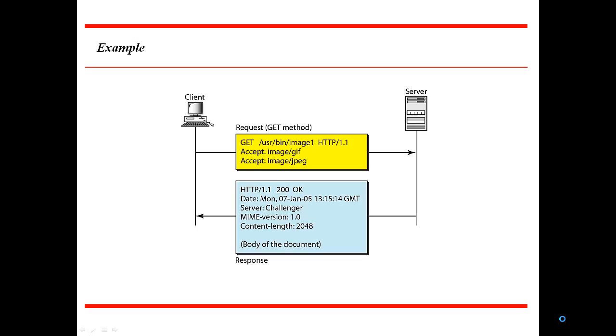Okay, so here's actually what that looks like. So there's the request, and there are 2 types that we'll accept. The reason it's going to accept them is because it's requesting an image. Then what it gets back is the HTTP version, the status text, the time and date, the server, the MIME version, and the content length. And of course, what isn't shown here is the body of the document. The content length is 2048, which is actually plenty to give you some sort of a simple HTML response.